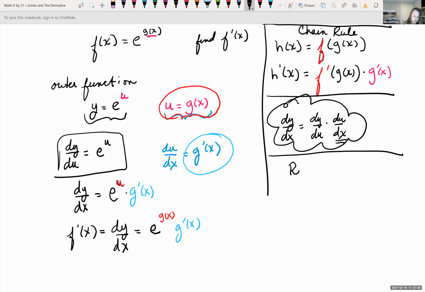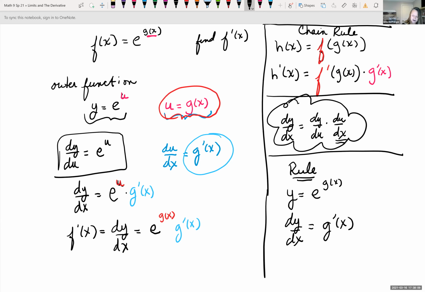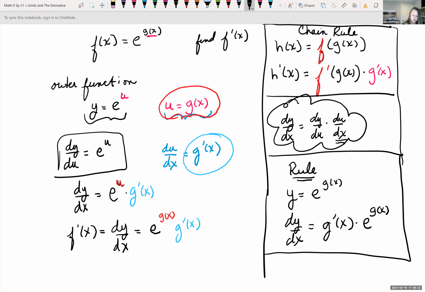So we got a new rule. If y equals e raised to the g of x power, the derivative of that function, dy dx, I usually put the derivative of my exponent down first. It's the same thing though. So I usually write g prime of x times the original function, e to the g of x. So that was the rule that you really need to know.